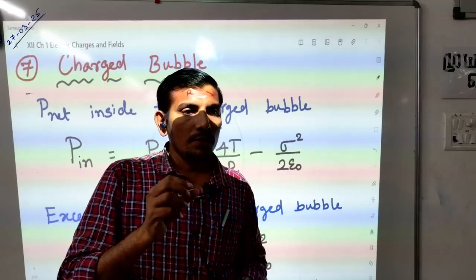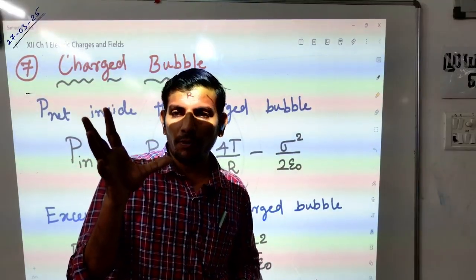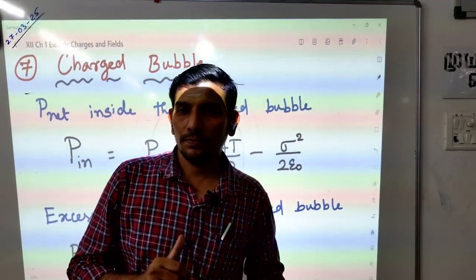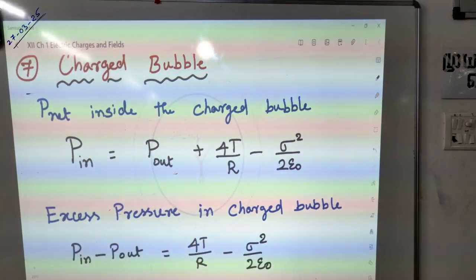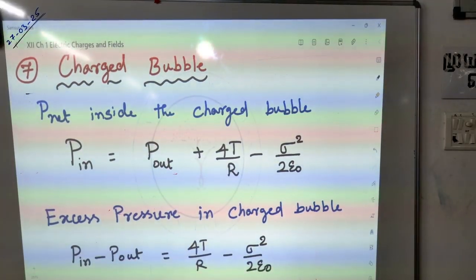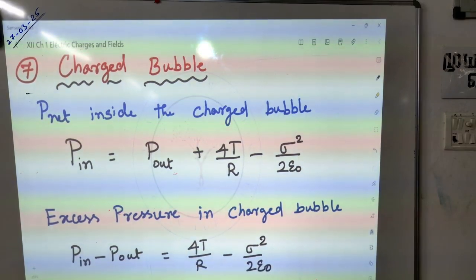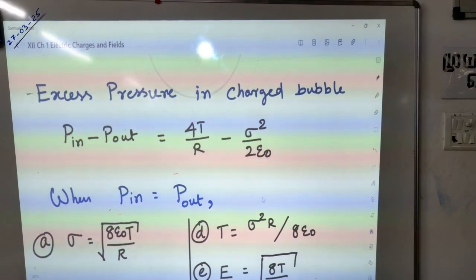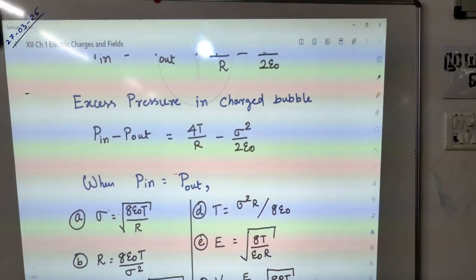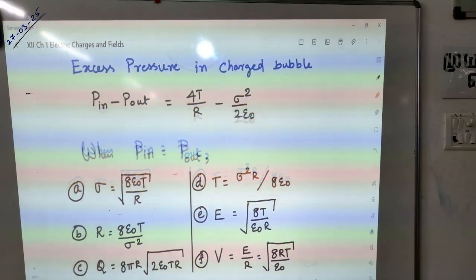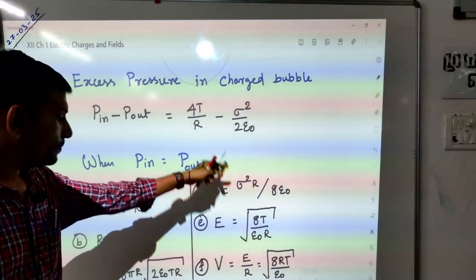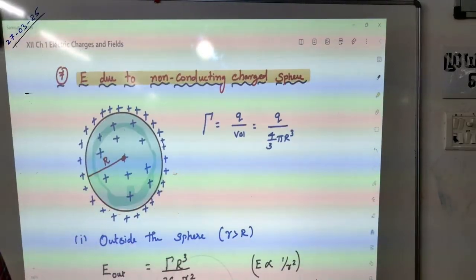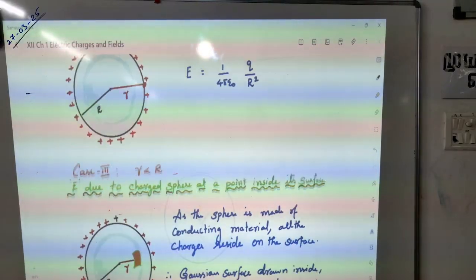You know, the elongation or the inflation of a bubble depends on its surface tension. Right or wrong, sir? So here we have a formula: the pressure inside the charged bubble in terms of charge density. So using this, every year we get one problem. This. Got it? So non-conducting, we are done with this.